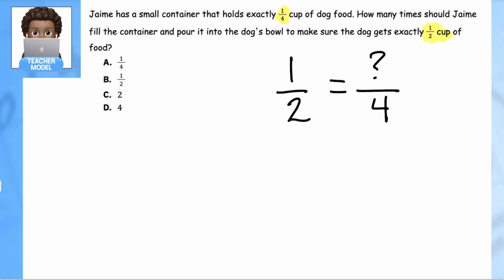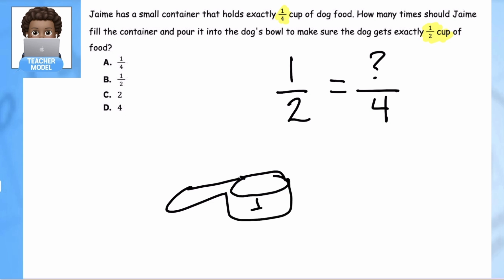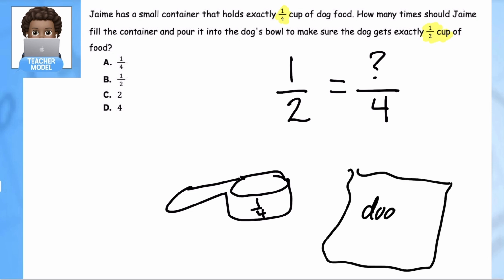So think about that. She has like a little cup thing like this, but it only fits 1/4. And she's using that from the big bag of dog food. But she wants to get 1/2. So how many times does she have to go in there to scoop 1/4 to make 1/2?